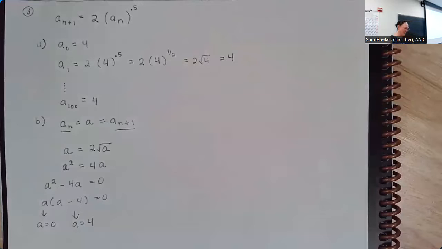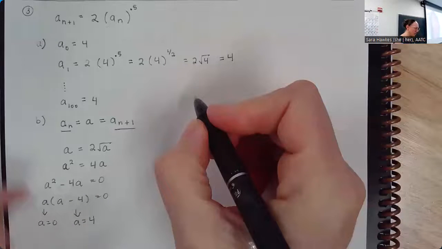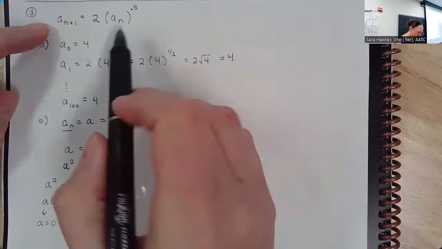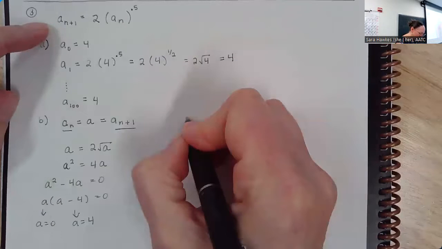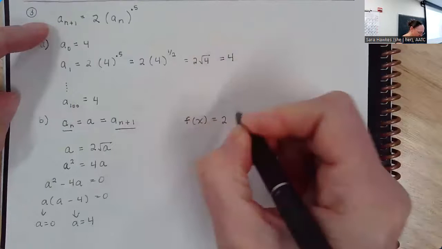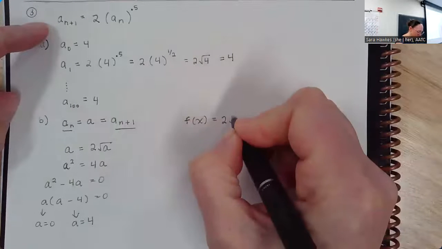Now, I've asked to use the stability criterion to classify these. I don't think Martinez got there. But if you're in Chalonor's class, you definitely need to be able to use the stability criterion, which says that I'm going to take that original recursion and think about that as saying f of x is equal to 2 square root of x.